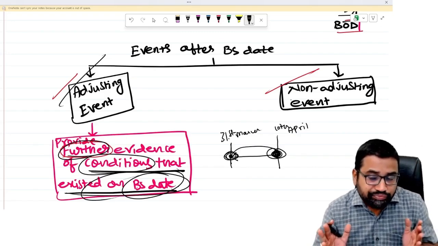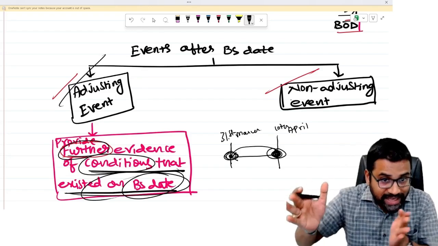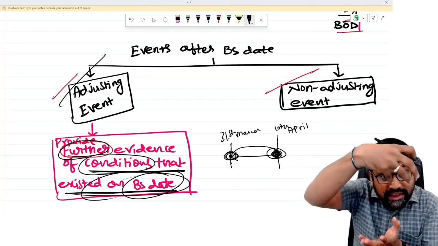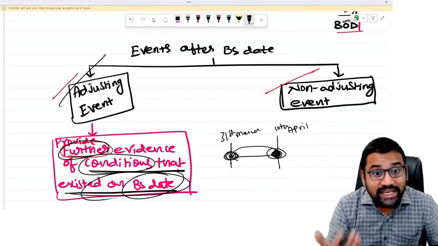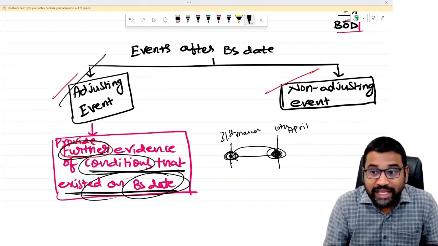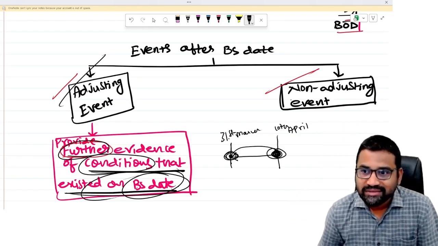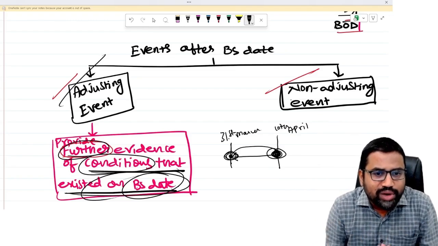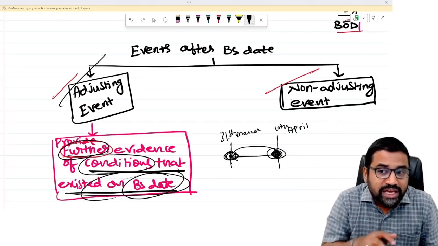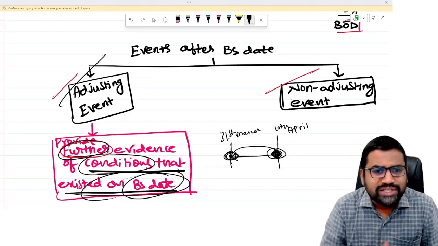So, what is an adjusting event? An event which happened within that gap, and it is providing additional evidence. Additional evidence means new, further evidence which we do not have in respect of the conditions already there on the balance sheet date. Suppose, sir, on the balance sheet date there is no condition, there is no situation. That means a completely new event happened. Then it is not an adjusting event, it will become a non-adjusting event.